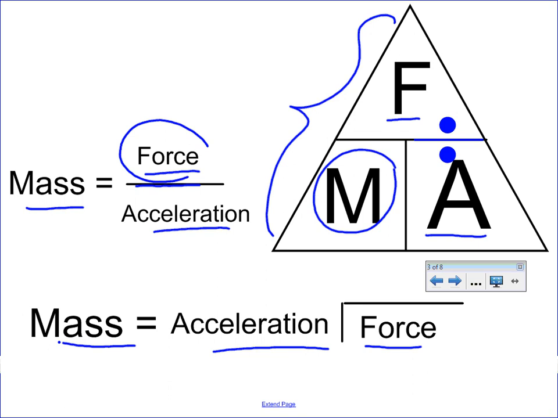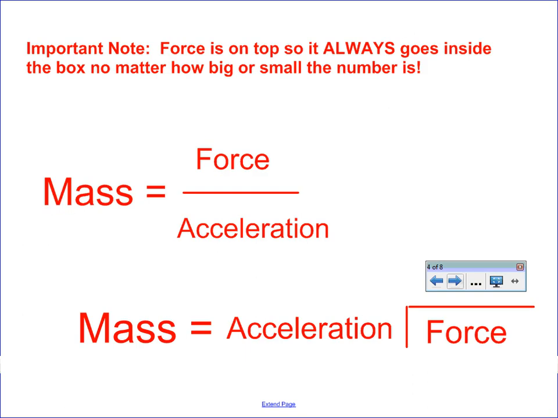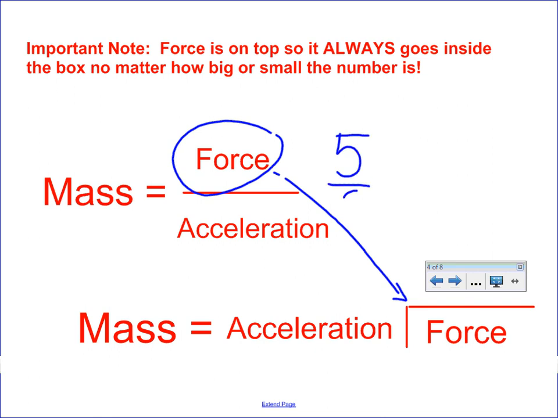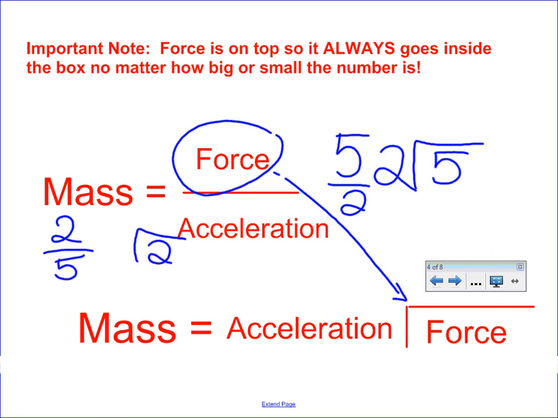Remember, force is on top, so it always goes inside that box, no matter how big or how small. Force goes inside the box. If I had a problem and it said 5 over 2, 5 goes inside the box, the 2 goes outside. If I had it the other way and 2 divided by 5, the 2 goes inside the box. Doesn't matter how big or how small, the number on top always goes inside that box.